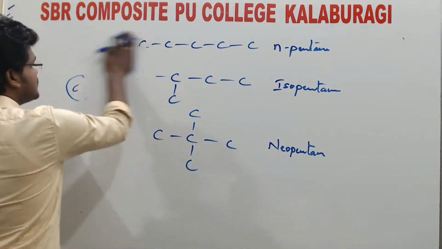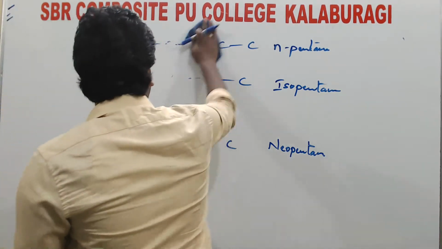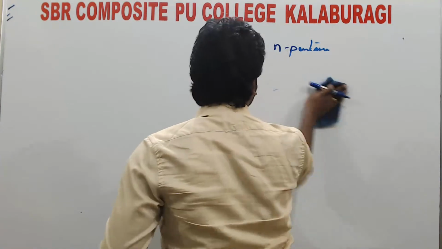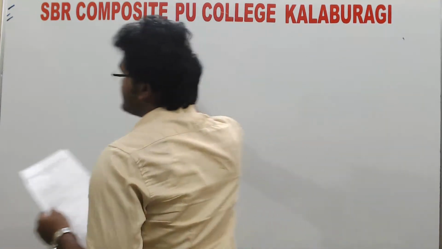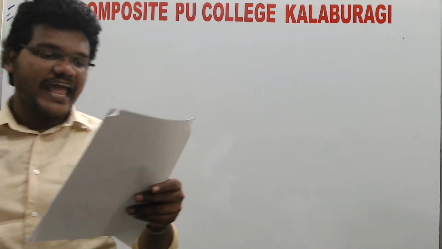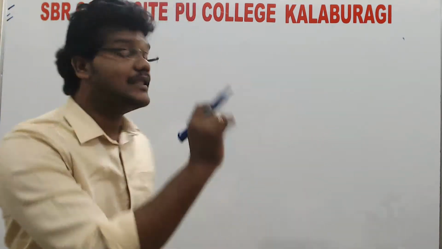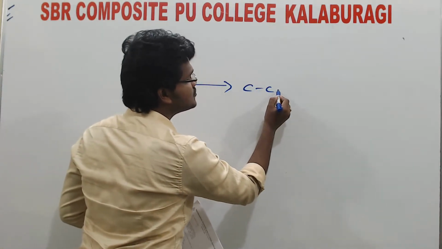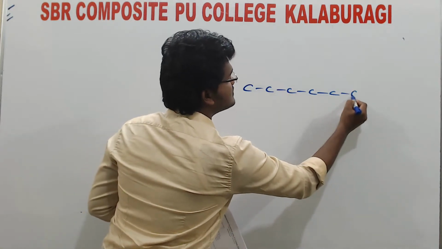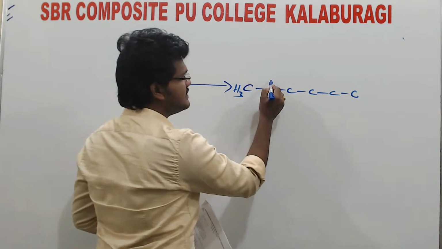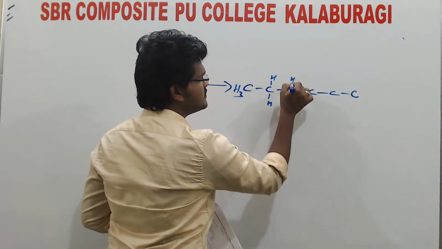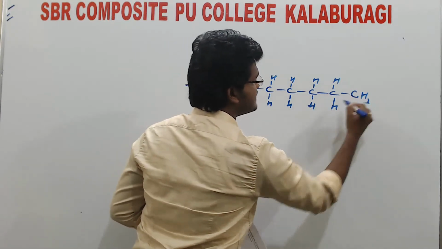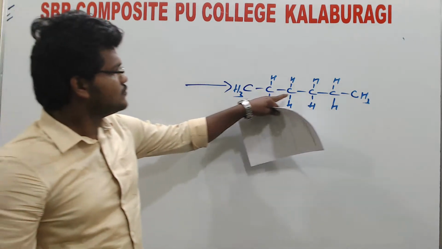Read the question. To prepare a pure sample of n-hexane. N-hexane means how many carbons are there? Normal hexane means there are 6 carbons. To prepare a pure sample of n-hexane using sodium metal. To prepare means on the product side I'm having n-hexane. CH3, CH2, CH2, CH2, CH2, CH3. This is my n-hexane, right? 1, 2, 3, 4, 5, 6.